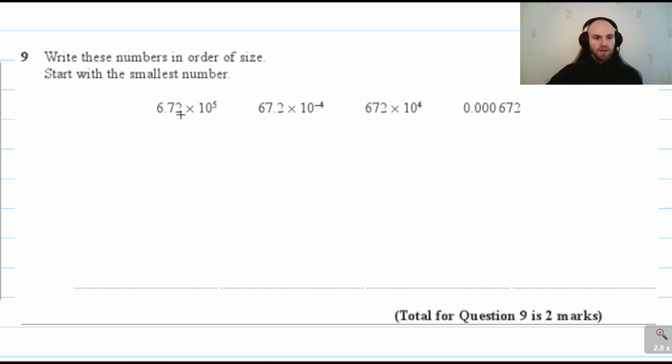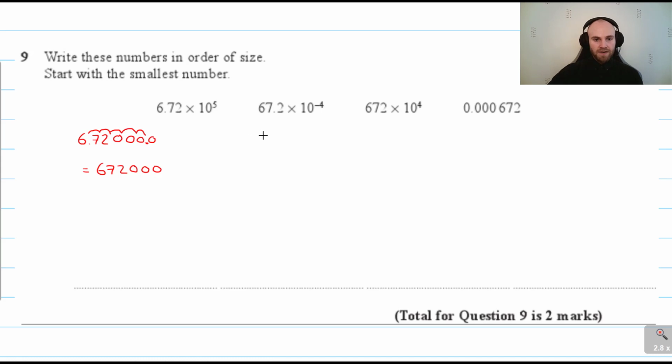Okay. So for this one, we're going to have 6.72 multiplied by 10 to the power of 5. So we're going to make this number bigger, and we're going to move that decimal point 5 places to the right. So it's going to be 1, 2. I'm just going to put some extra zeros in here. 3, 4, 5. So that decimal point is going to be there. So that is going to equal 672,000.